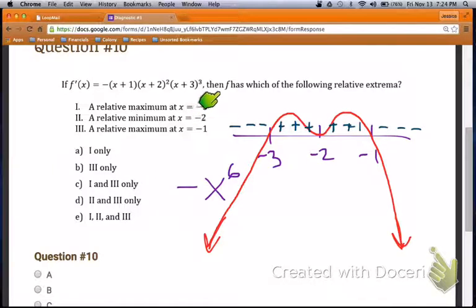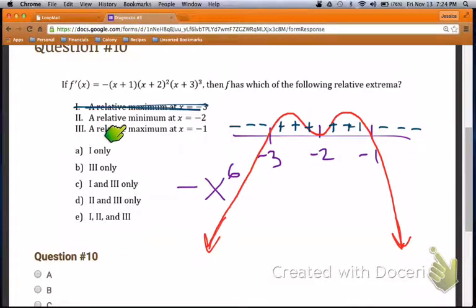So it says f has which of the following relative extrema? At negative 3, the sign goes from negative to positive. That means this is a minimum. From negative to positive is from decreasing to increasing. So obviously a relative maximum at x equals negative 3 is not going to happen. So I know for sure that this is not an answer.